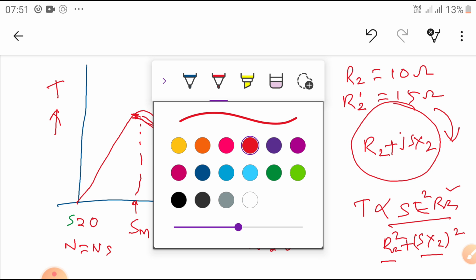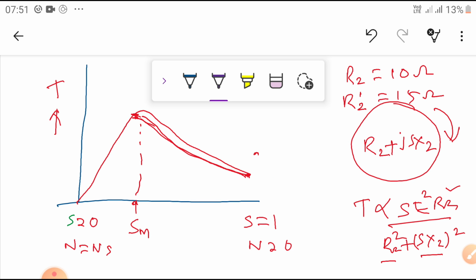Okay, I can take another color. Now, instead of starting torque, if we go on increasing, we are going to get the maximum torque here, and it's going to this one. That means initially the slip developed is only here, but in this case I am going to get the slip at which Sm occurred. What will happen here? S is equal to 0.